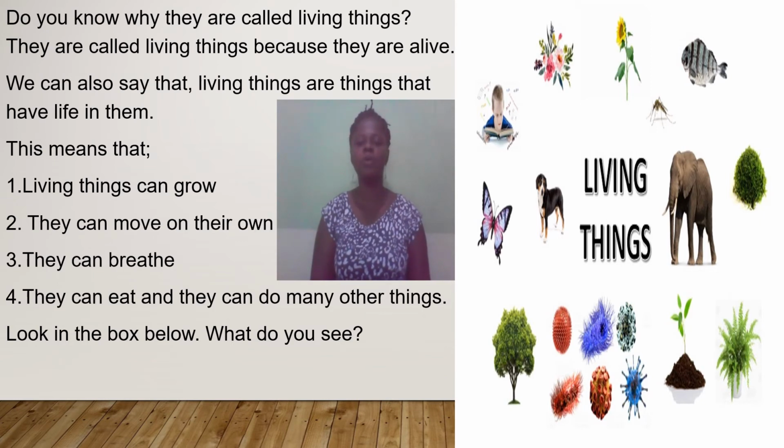When you take a look at the image on my right, what are some of the things that you see? You see a human being, an elephant, a dog, a butterfly, flowers, plants, fishes, a whole lot of things. All these things are living things.